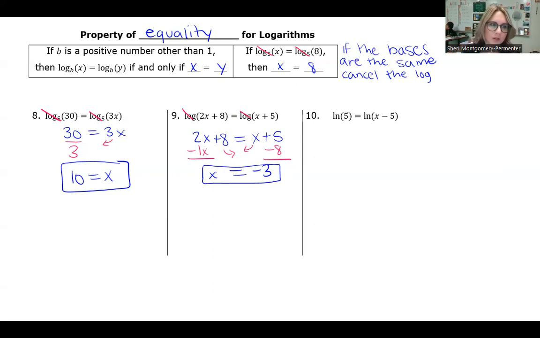The next problem. What kind of log is that? Natural log. And so you got natural log equals natural log. They're the same. So we set the stuff equal and we solve for x. I'm subtracting 5, so I need to add 5. I'm subtracting, so I would move it over by adding it. I get 10.